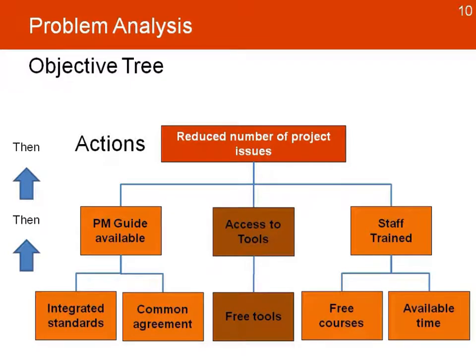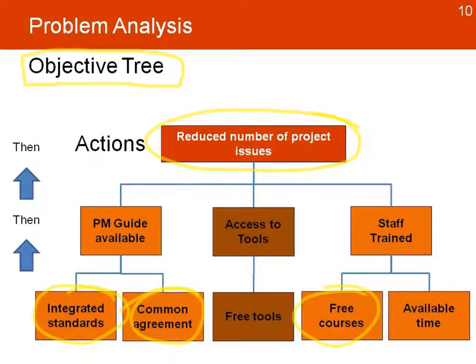Once we have that, the step to convert the problem tree into an objective tree is practically to change how we define the problem into an action, into a result. So now our problem is a result, an intended objective, and then we identify the type of actions that we need to take in order to make that project or that objective achievable.